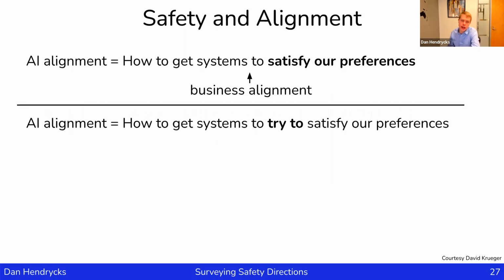Another notion of AI alignment is how do we get systems to try to or intend to satisfy our preferences? This is more of an intrinsic notion, changing the model's intentions in the first place. So it's not making them better at satisfying preferences. It's just giving them a disposition or motivation to actually care about our preferences and care about us. So that's changing its internal motivation system, not changing its capabilities. And so that's called intent alignment.